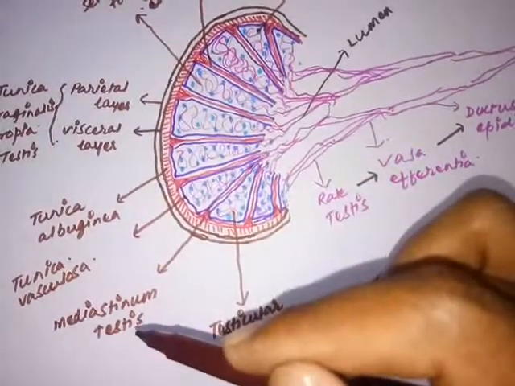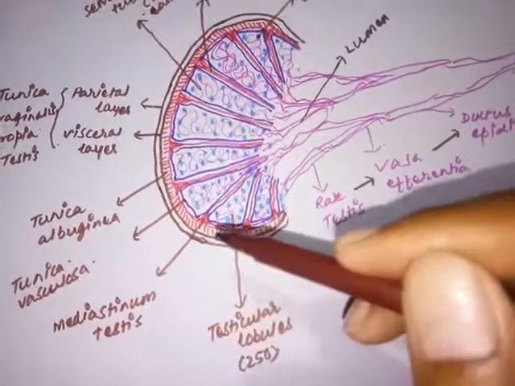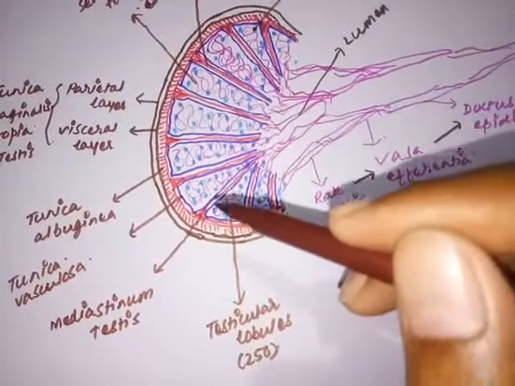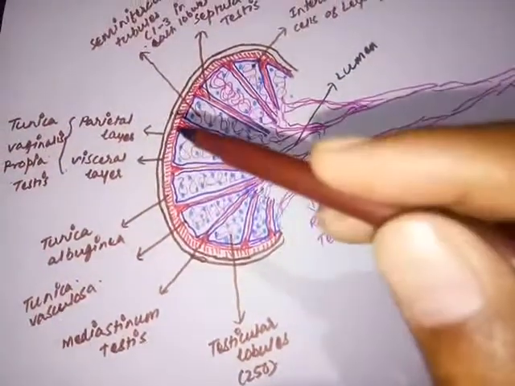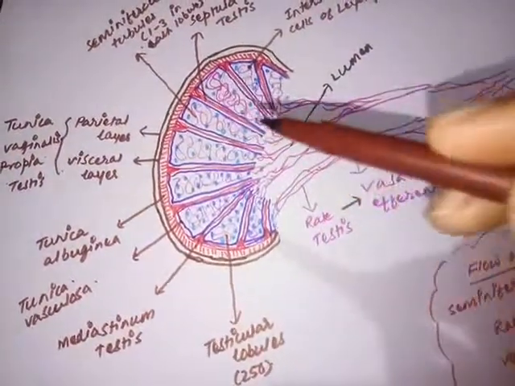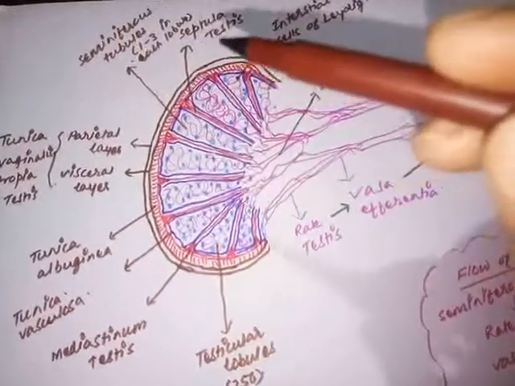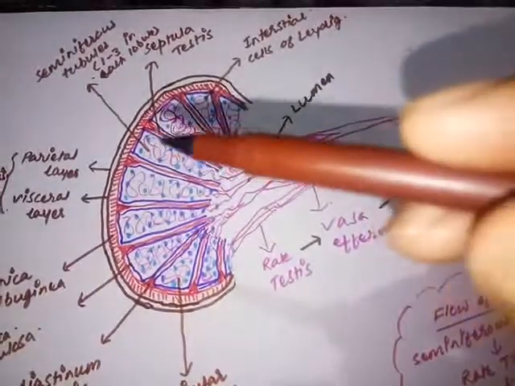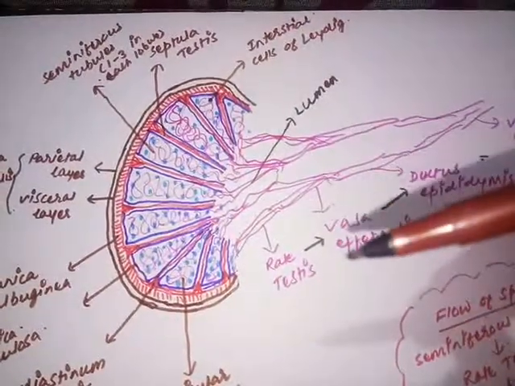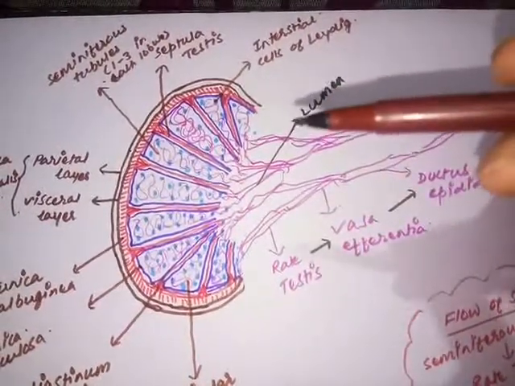Next structure, the tunica albuginea starts depressing inside, starts invaginating inside and forms the structure that is called the mediastinum testis. Very next, this mediastinum testis continues inside in the form of septa, and that forms the structure called septula testis. Are you getting my point? The mediastinum testis continues inside the testis cavity in the form of the septula testis.